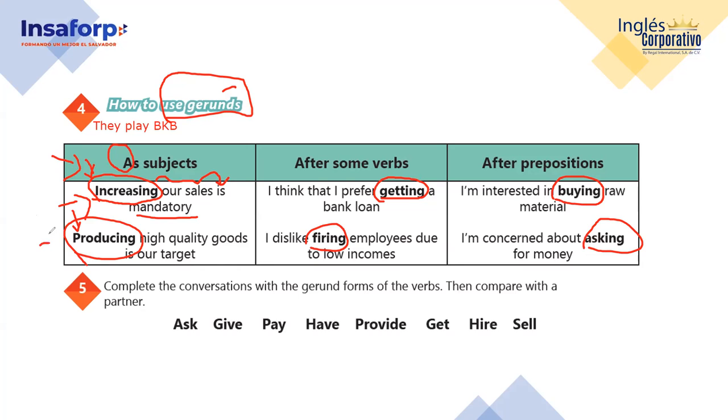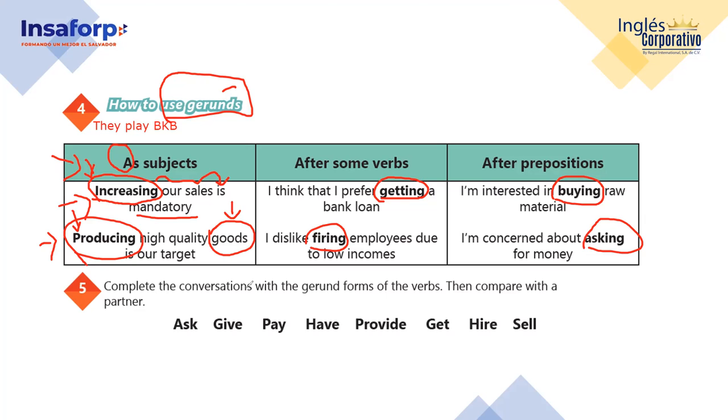Okay? So, in the second one, producir alta calidad. No, porque producir es el verbo. Producción. Producción de alta calidad. La producción de alta calidad es bueno para nuestro sector. Objetivo. Good no quiere decir bueno. De buena calidad es nuestro objetivo. Good aquí no quiere decir bueno. Goods puede ser adjetivo, pero check in this moment what is goods.